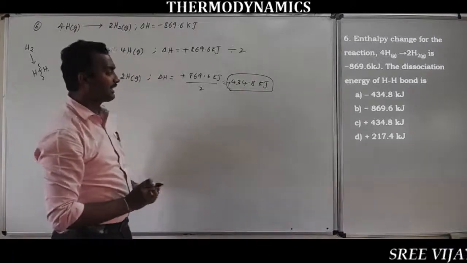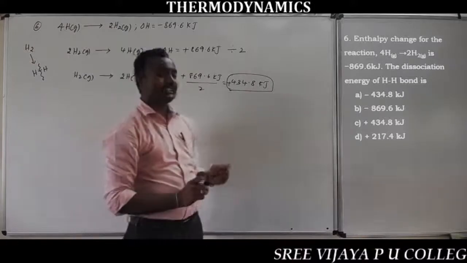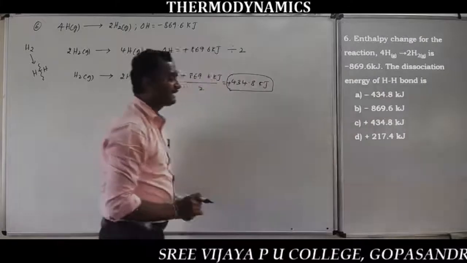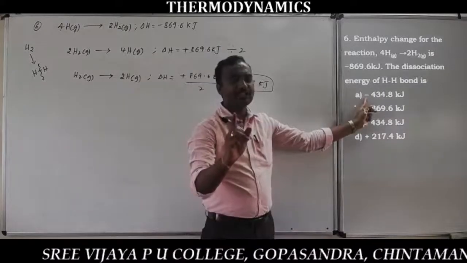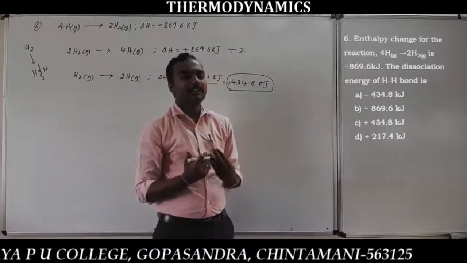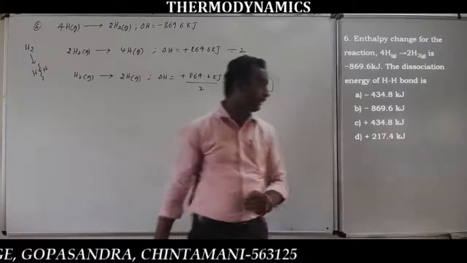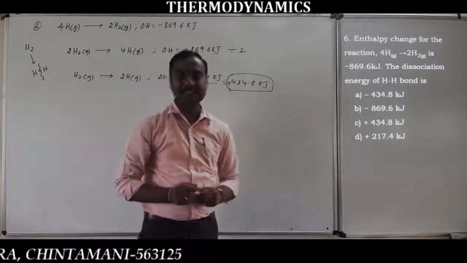So how much is required? 434.8 kilojoule of enthalpy is required for the dissociation of the H-H bond. So therefore option C is the correct answer. Remember, the negatives are given. So dissociation enthalpy means dissociation requires energy to be absorbed, so enthalpy must be positive. So therefore don't get confused, positive 434.8 kilojoule. That is question number 6. Option C is the correct answer.